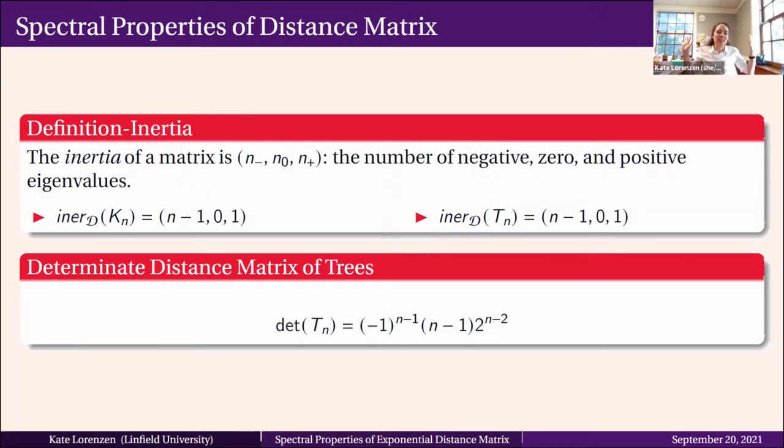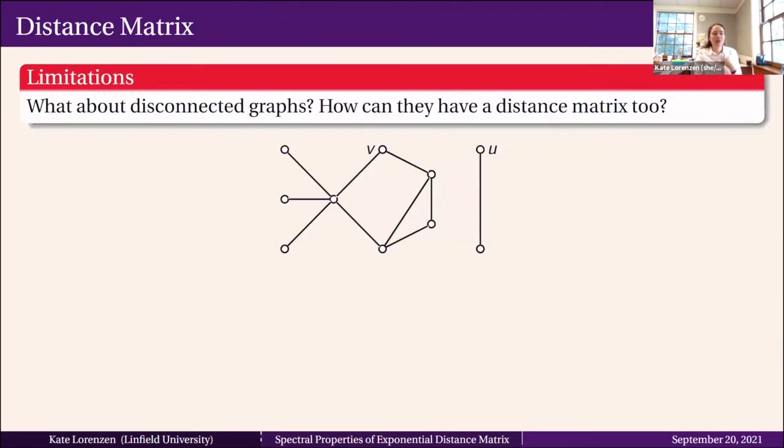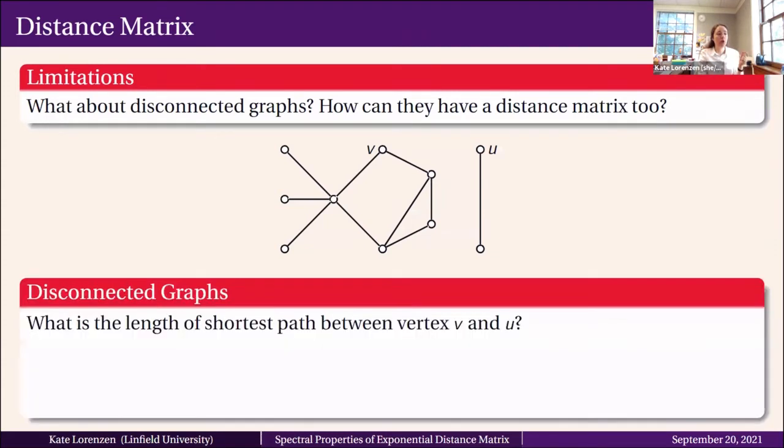So you might be thinking, distance matrix, coolest matrix out there. But there are some limitations, right? And those limitations come for when we have graphs with many components. So we have this graph here. I might be saying, how can this graph have a distance matrix, right? And in particular, it comes down to what should the uv entry be? What is the length of the shortest path between vertex v and vertex u? Since they are in different components, we have usually defined this distance to be infinity, which makes it really hard to then put this into a matrix and find the eigenvalues if we have an infinite entry.